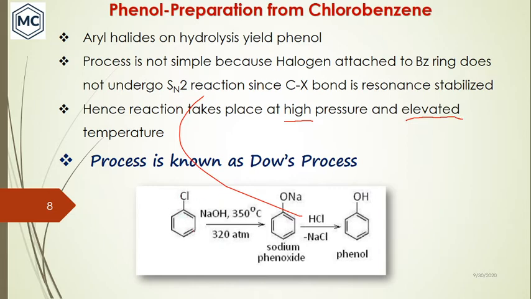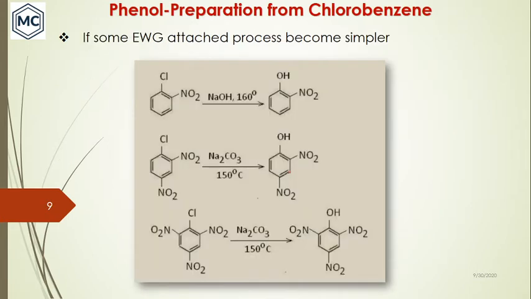The process is like this: treating chlorobenzene with sodium hydroxide at very high temperature, 350 degrees Celsius, and very high pressure, 320 atmospheres. You first get sodium phenoxide, and on acidic hydrolysis you get phenol. This is a very well-known process, known as the Dow process, named after a chemical company.